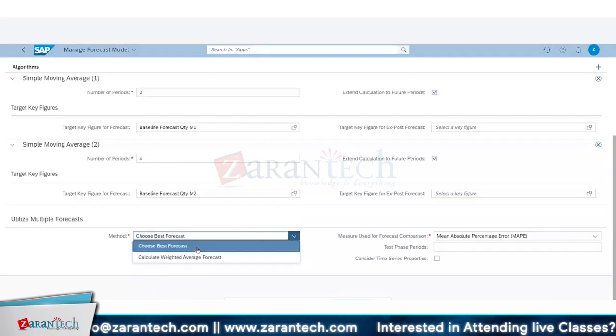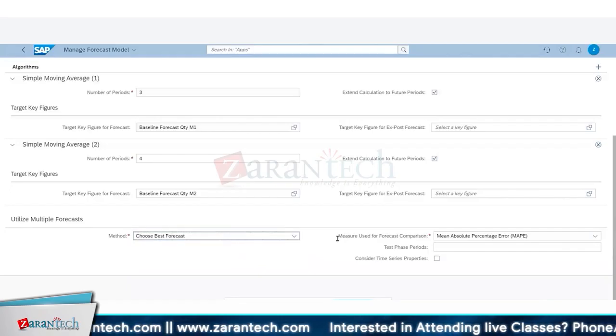Okay. So you choose best forecast and measure used. And next to that, you'll see measure used for best comparison. So what is the measure that you want to use for best comparison? So you click here, mean absolute percentage error.